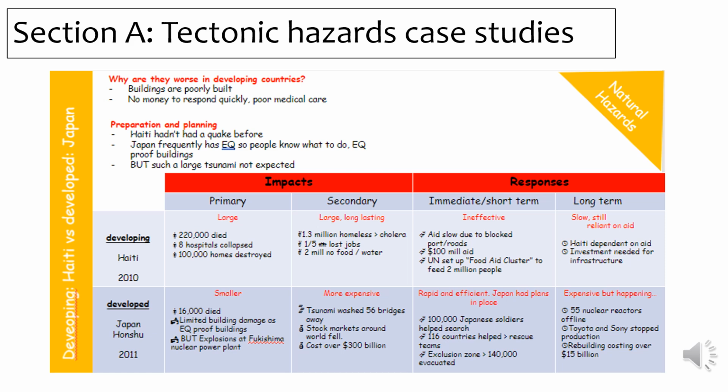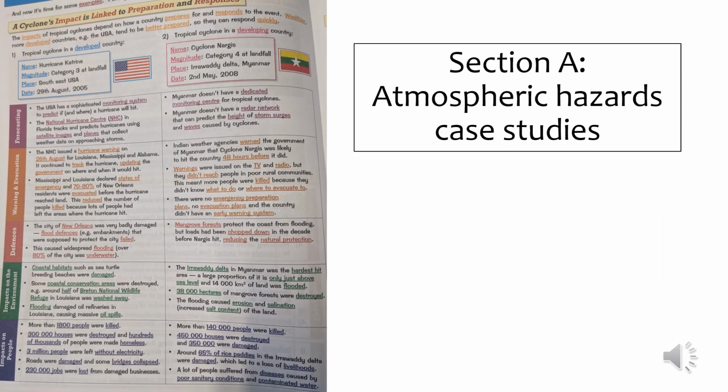They brought in their doctors and their nurses from around the country to help. Rebuilding started straight away. It cost over $15 billion, but they had the money available, and they built that seawall higher as well to prevent future incidents of tsunamis like that. So it's just important to understand why one was better managed than the other. It mainly came down to money and the preparedness of Japan.